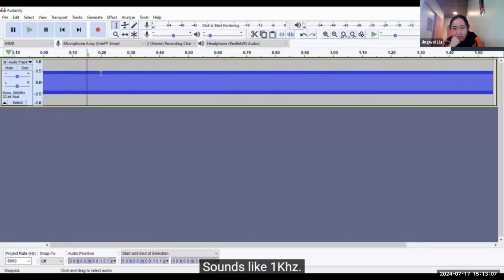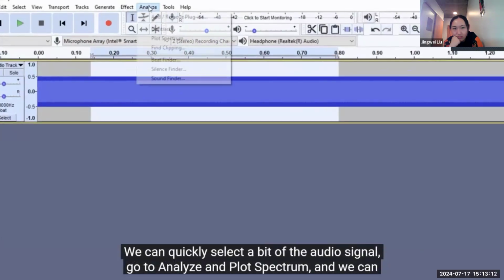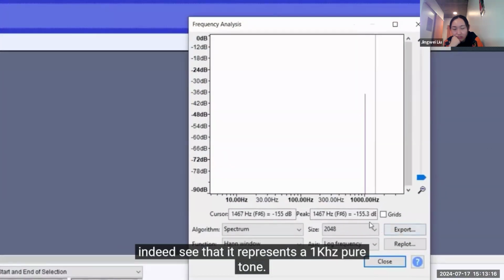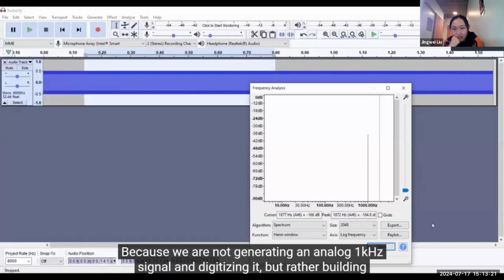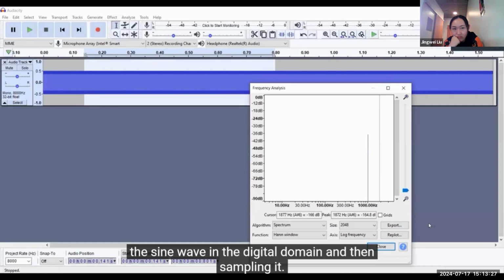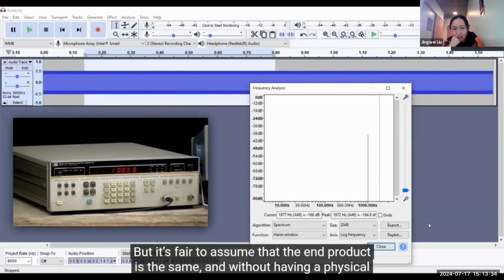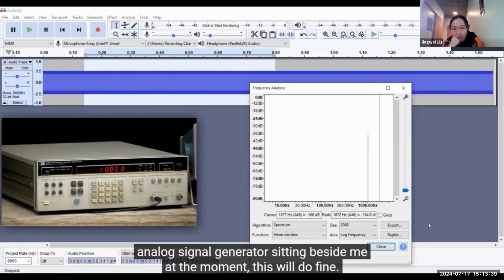Well, it sounds like a 1 kHz signal. We can quickly select a bit of the audio signal, go to Analyze, and plot spectrum, and we can indeed see that it represents a 1 kHz pure tone. I'll admit, this is a bit of a cheat, because we're not generating an analog 1 kHz signal and digitizing it, but rather building the sine wave in the digital domain and then sampling it. But it's fair to assume that the end product is the same. And without having a physical analog signal generator sitting beside me at this moment, this will do fine.